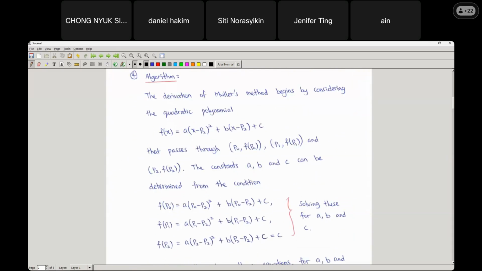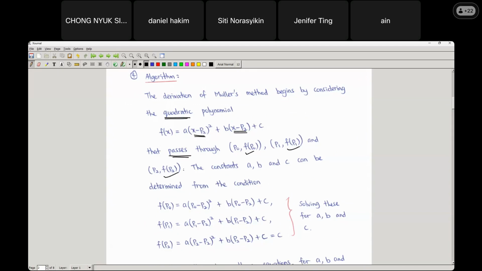Okay, we know that Mueller's method uses the concept of a quadratic polynomial. So we start with f(x) equal to a x squared plus b x plus c. But here the x needs to be shifted by the point p2, so it's x minus p2. We expect that this quadratic polynomial passes through these three points.